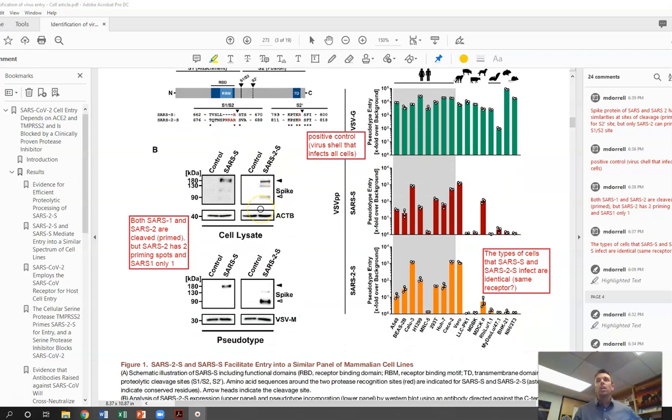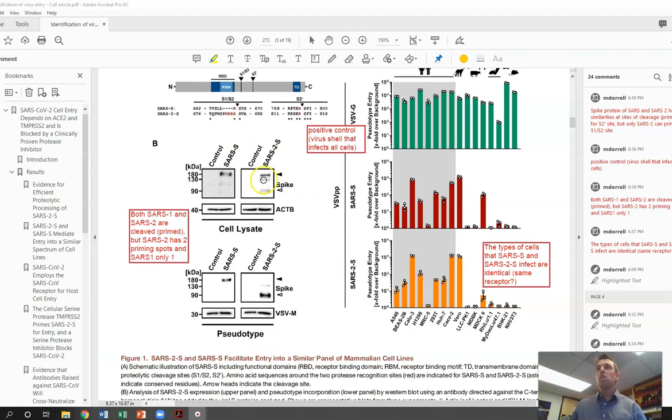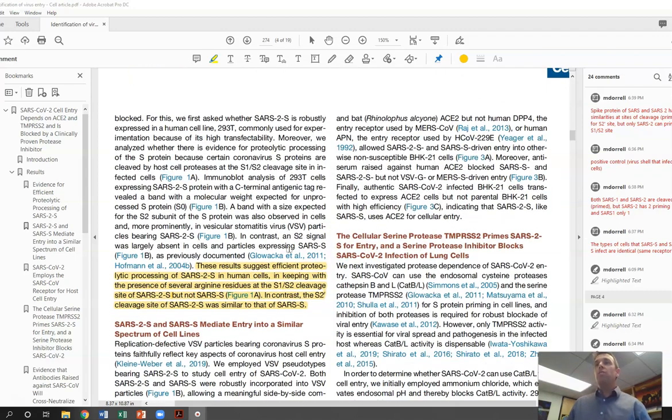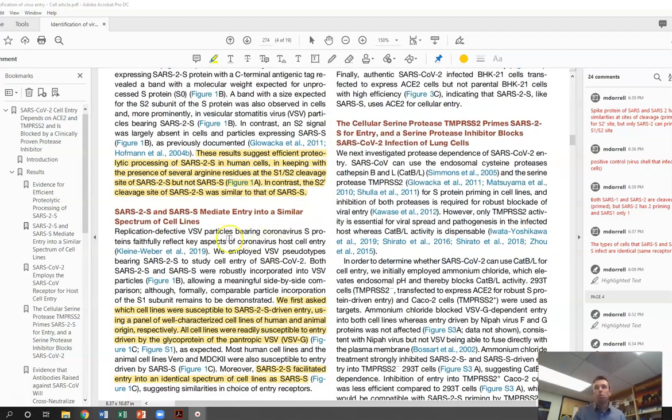And then they go on, and I saw this in the results as well. I'm going to skip through it here. But they go on to show that the spike protein indeed does get cleaved at two sites. All right? So let's move on from there to some of the other parts that are a little bit more important. So what about figure 1c?